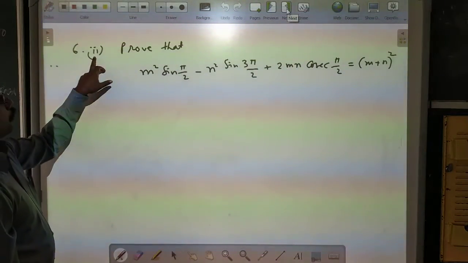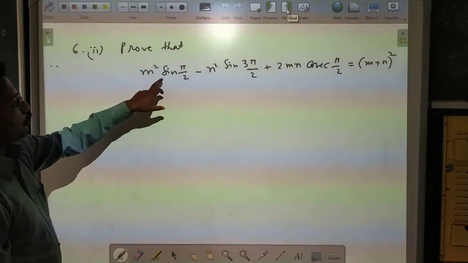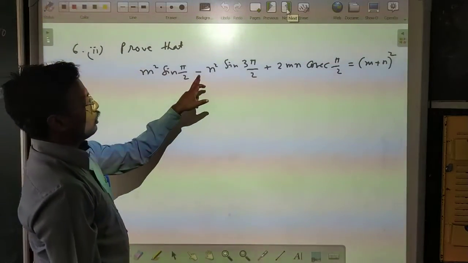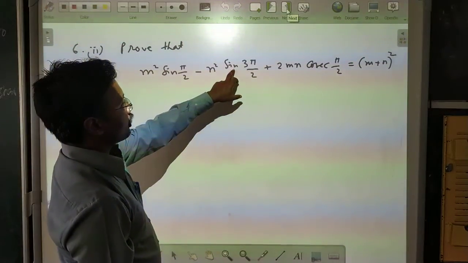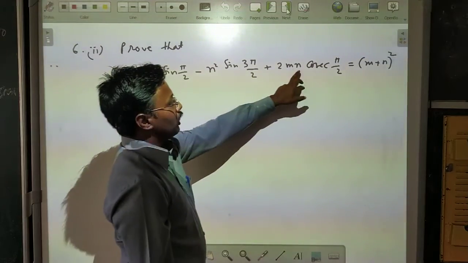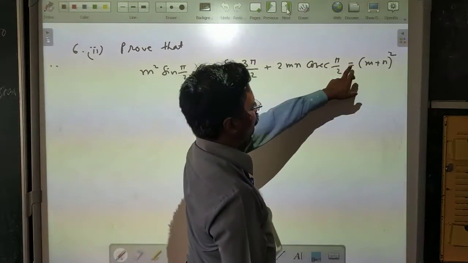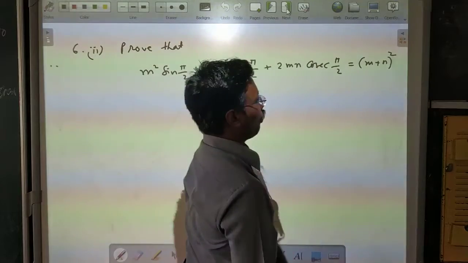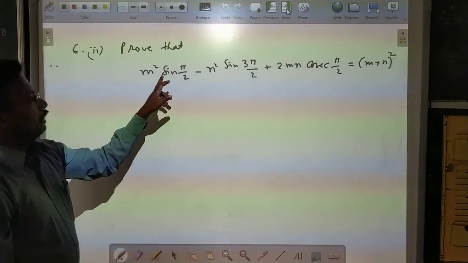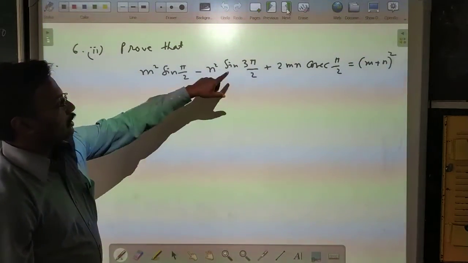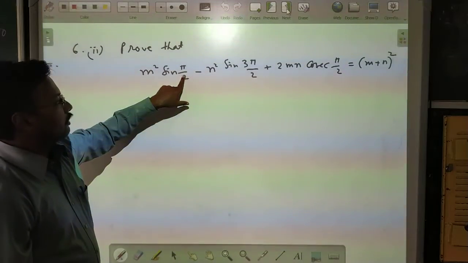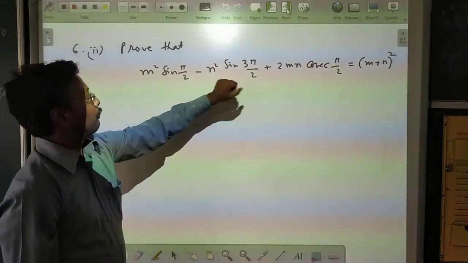Number 6, part 2. Prove that m square into sine pi by 2 minus n square into sine 3 pi by 2 plus 2mn cosec pi by 2 is equal to m plus n whole square. So, in this question, all the angles are not given in degrees. It is given in radian, pi.